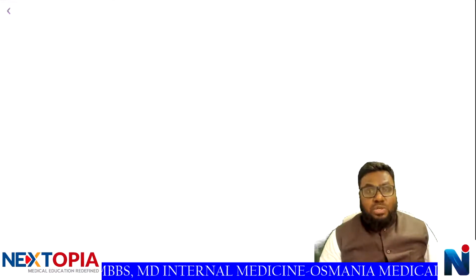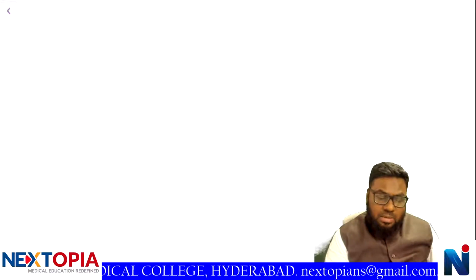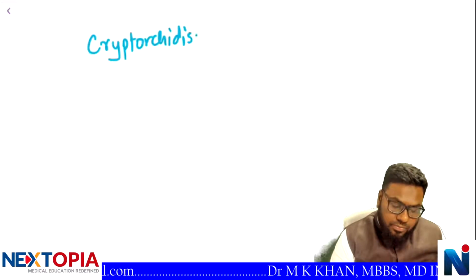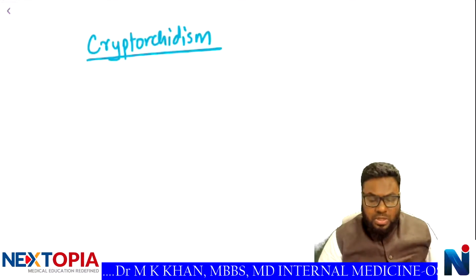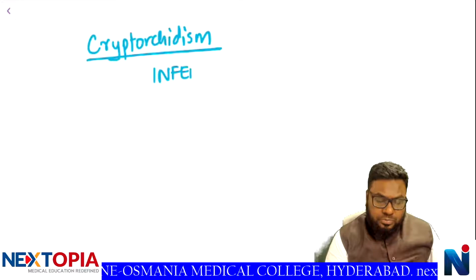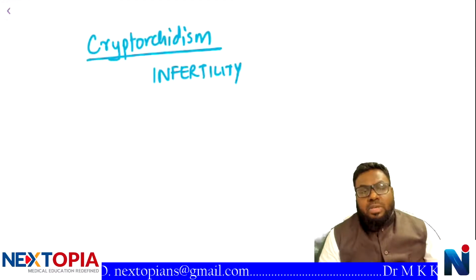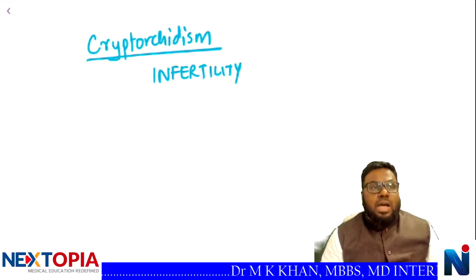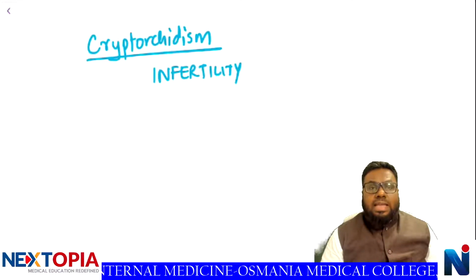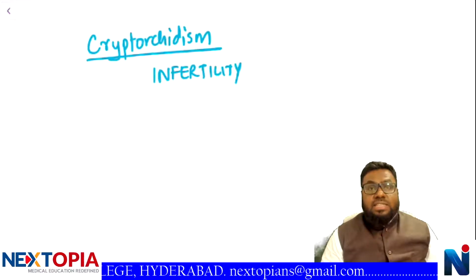Spermatogenesis fails if the testis fails to descend, in a condition called cryptorchidism. Here the person develops infertility. All right. Then what are the effects of FSH and LH here? I already discussed that the Sertoli cells help in germ cell maturation and spermatogenesis. In adults with bilaterally undescended testis, FSH secretion is elevated.